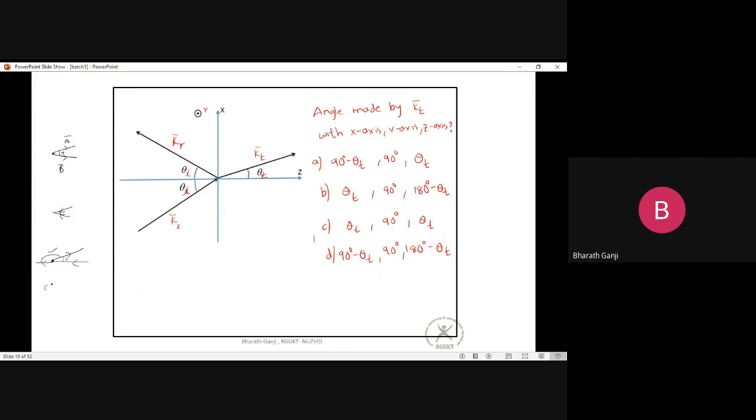So if you want to define your angle, cos of theta is a bar dot b bar divided by modulus of a bar times modulus of b bar. So this is the notation which you need to follow.